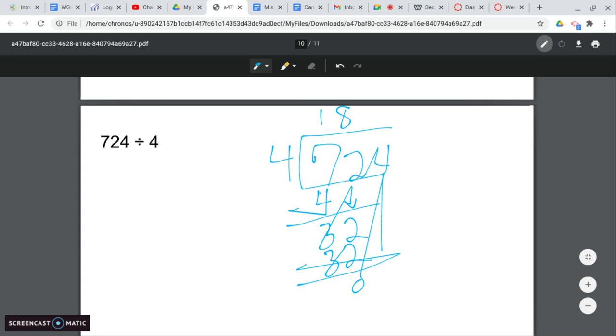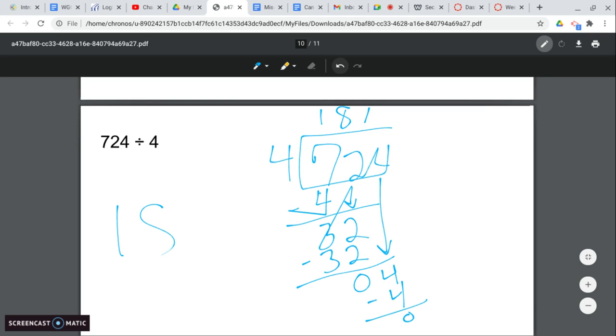We get 0. I apologize for all these crazy lines everywhere. 32 minus 32 is 0. Bring down the 4. Can 4 go into 4? Yes, it can. 1 time. So 4 minus 4 is 0. So our answer is just 181.